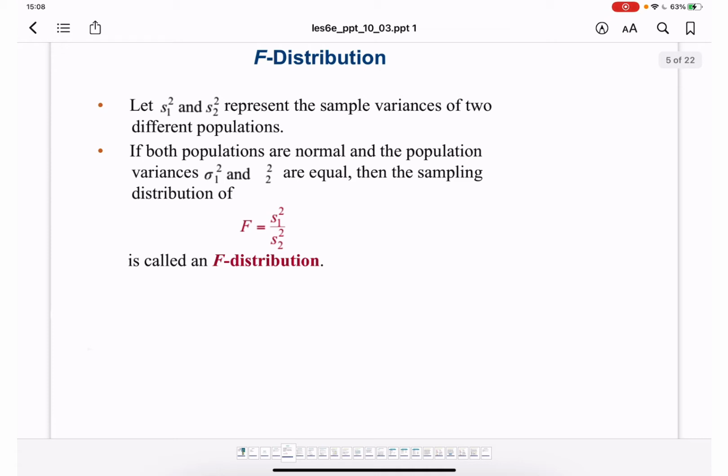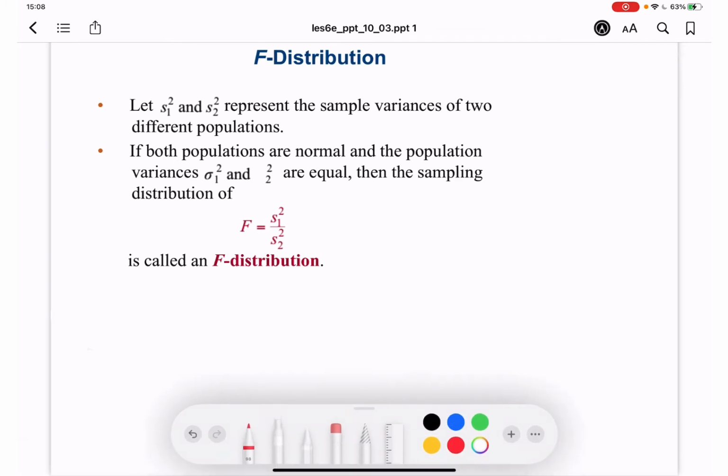Let's first understand what the F distribution is. The F distribution is also known as the Fisher distribution. It's extensively used to test for equality of variances from two normal populations.